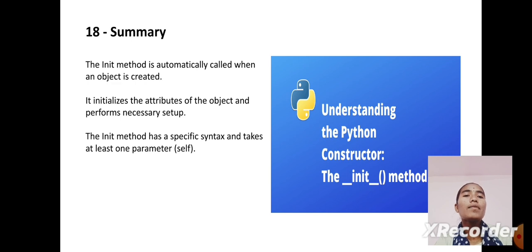Summary. The init method is automatically called when an object is created. It initializes the attributes of the object and performs the necessary setup. Next, the init method has a specific syntax and takes at least one parameter, self.